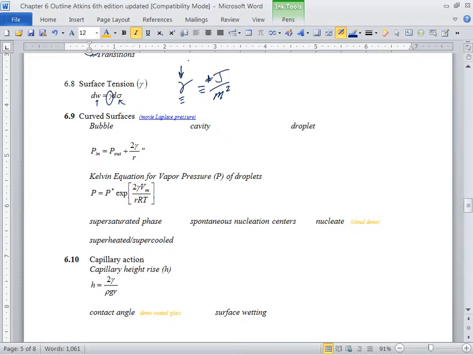Okay, let's not do that first. Let's jump down to this Laplace pressure thing. See if this works. I was working on it. This is why I kicked you out, Kevin, because I was messing with this, trying to get this to work.